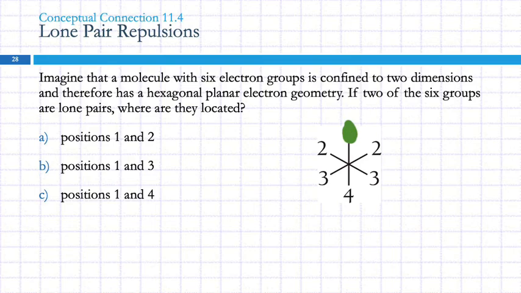Where's the other lone pair going to be? It's going to be on the opposite side. It's going to be over here, so that they can get away from each other as much as possible. They're less repelled by these bonding pairs. So they're like, well, I'd rather be close to you guys. I really, really don't want to be close to him, right? Very, very repulsive. So that would be letters C, 1 and 4.